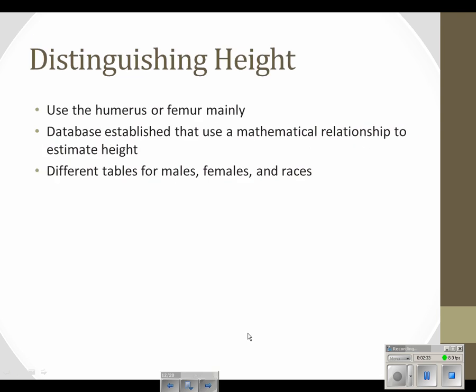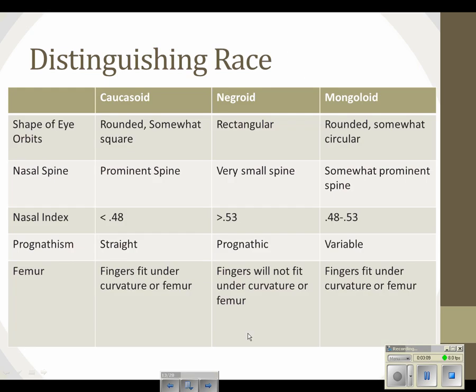We can also use bones to distinguish height, and typically the humerus or the femur are used because those are long bones. They can use other bones, and there have been databases established that use mathematical relationships to estimate height, and it's really just an estimate. And they use different tables for males, females, and different races. So there will be certain calculations they use if you're Caucasoid or Mongoloid or Negroid, and if you're male or female. So they have all those calculations done, and they'll plug it into the formulas and get an estimate for height.